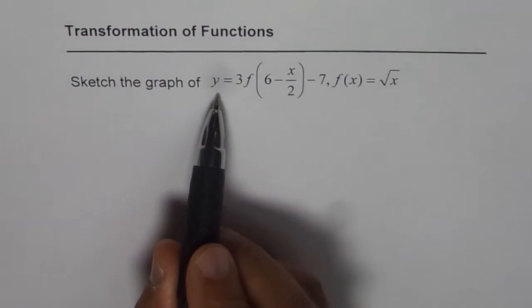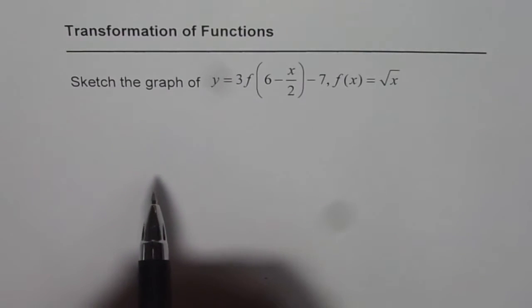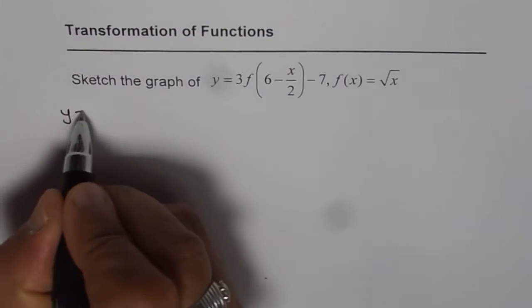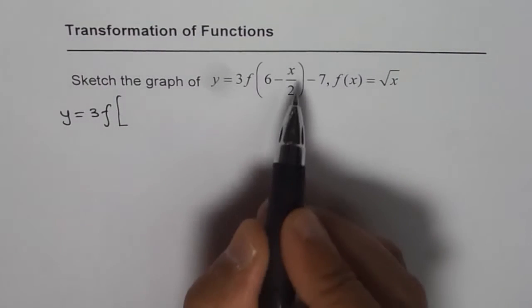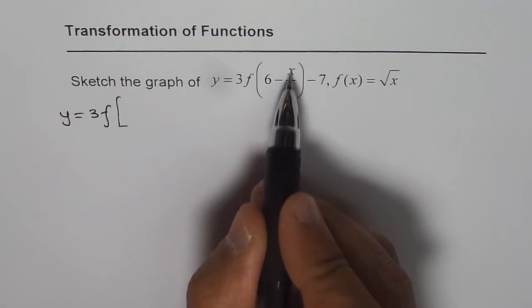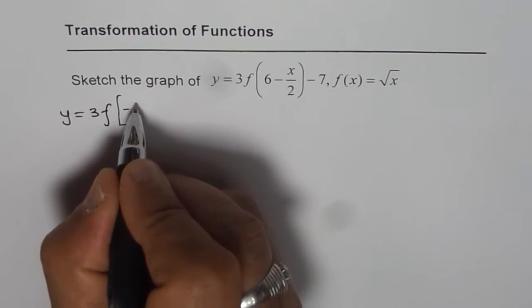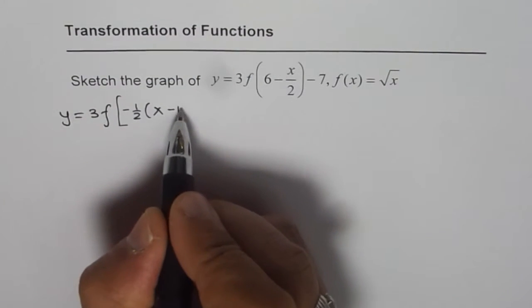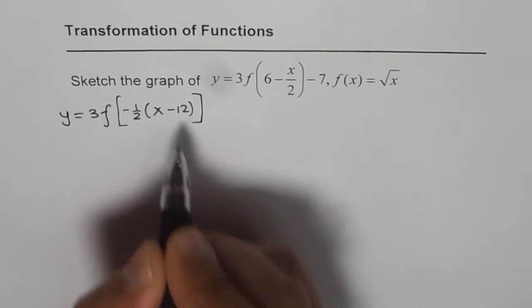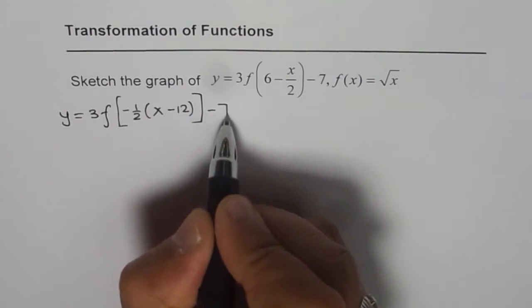First step is to rewrite the equation in standard form. We should write this as y equals 3 times f of, and it's good practice to factor out the coefficient of x, which is minus half. So write minus half, left with x, and then you get minus 12, bracket close, minus 7.